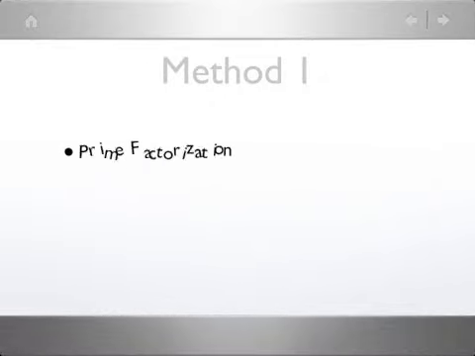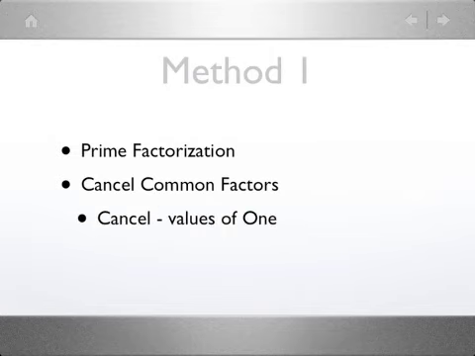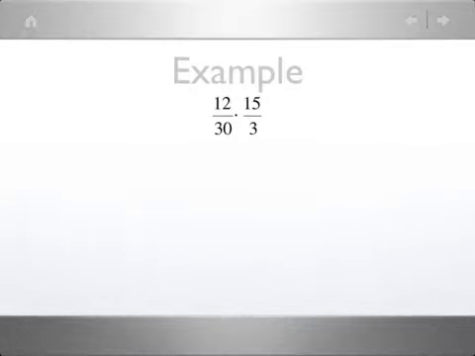The first method that I'm going to go through is using prime factorization. Basically all we're going to do is cancel common factors. And the reason we can do that is because they're just values of 1. And then all we do is multiply the remaining factors after we canceled all the common ones. So let's take a look at an example: 12/30 times 15/3.